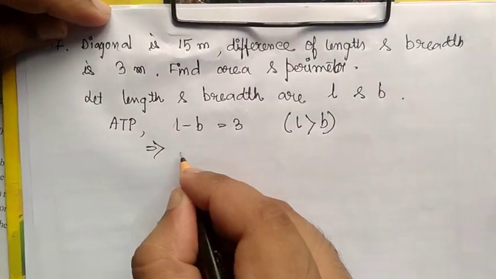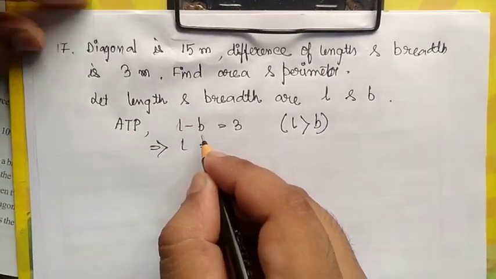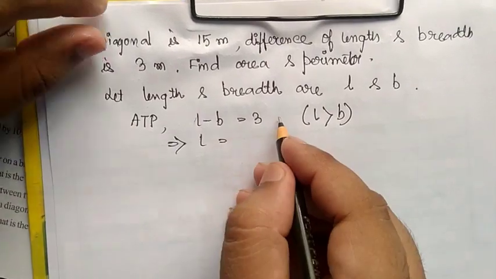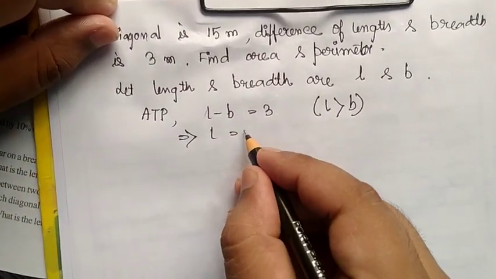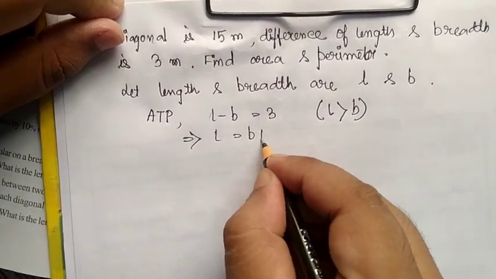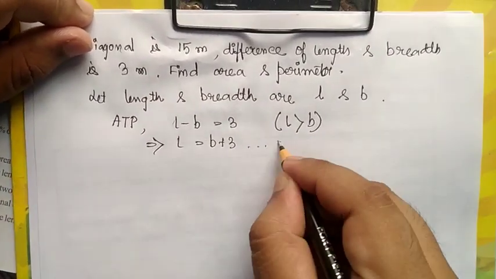So therefore we can say that L equal to, if B is went to the right side, therefore B should be plus, the sign changes, so L equal to B plus 3. So this is the equation number 1.